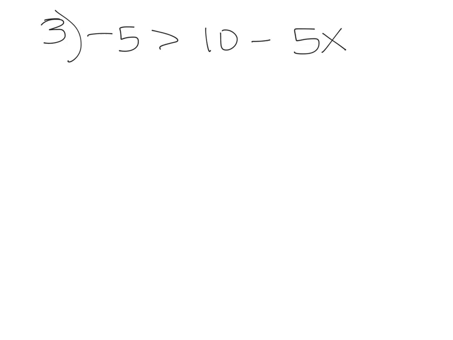Okay, we're going to do one last problem step by step together, and then I'm going to start having you work some out by yourself. Alright, so number 3, we have negative 5 is greater than 10 minus 5x. So first of all, remember, you're solving for the variable x. So this is a positive 10, so we need to subtract 10 from both sides.